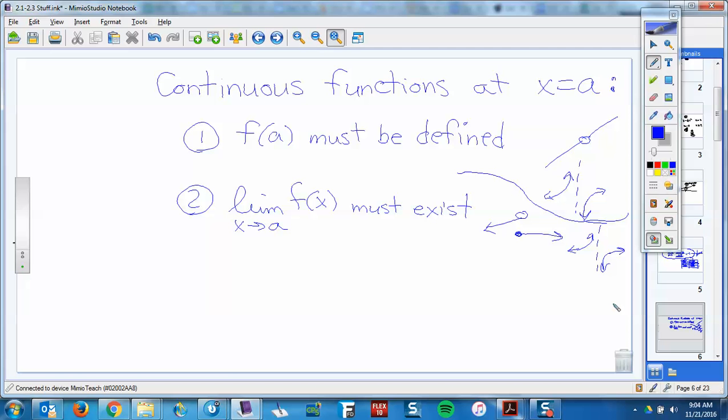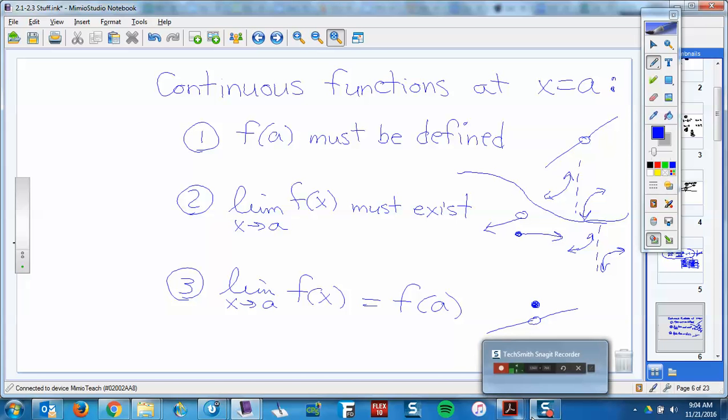It's not connected, okay? And then the third thing is those two have to be the same. The limit as x approaches a of f of x has to equal f of a. In other words, and this is something we talked about earlier today, the cars might meet at one place, but the function value might be some other place. Okay, and so that's this example right here.